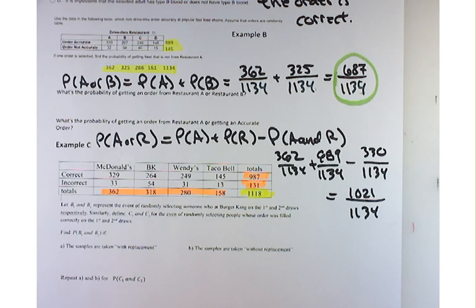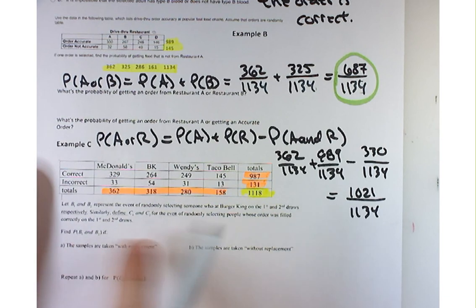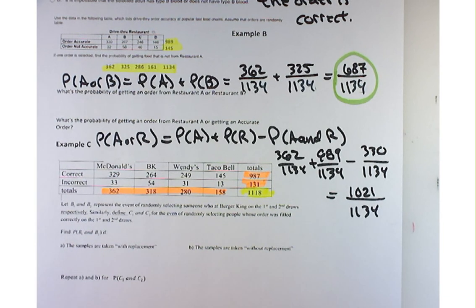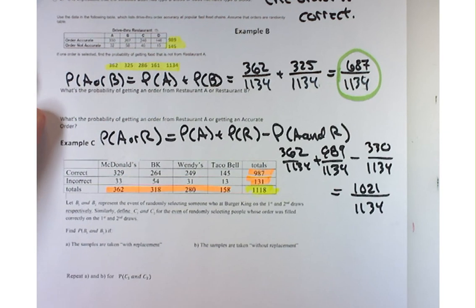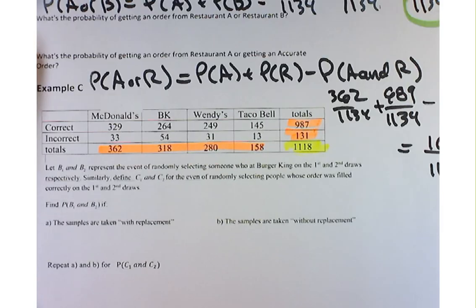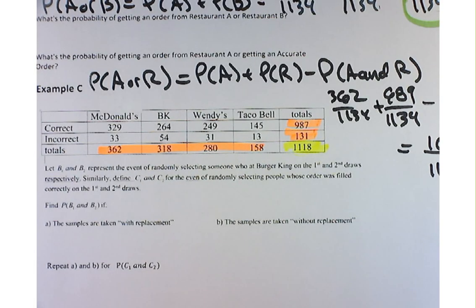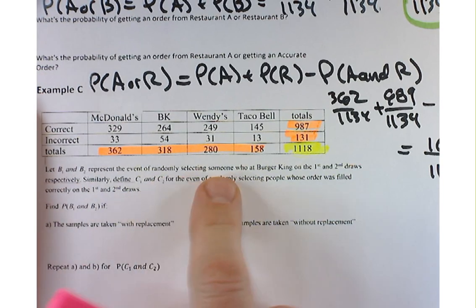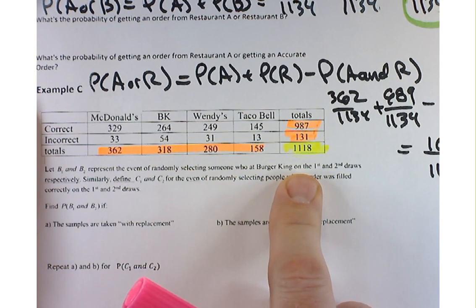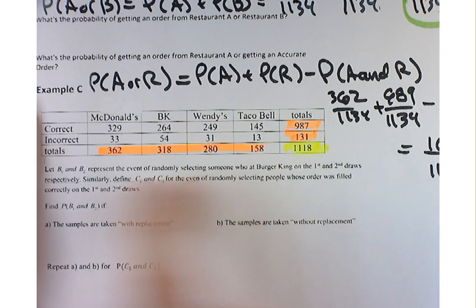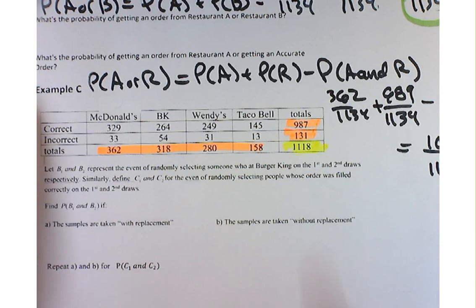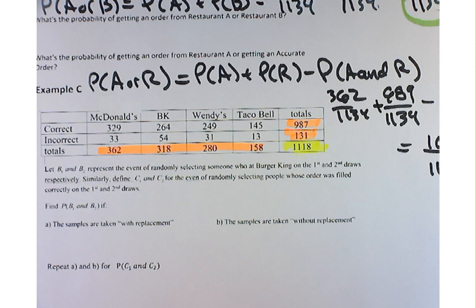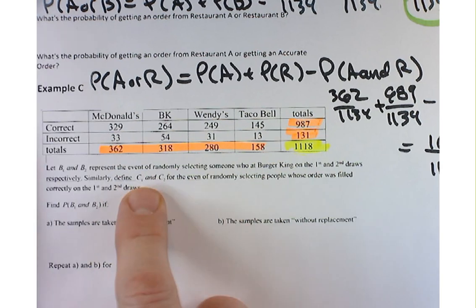So that's stuff that we did the other day. Let's move on and break some new ground and talk about probability of A and B, or probability of successive events, both events happening. For this second part, in example C, I'm going to introduce some notation, and that notation is down here. I'm going to let B1 represent the event of randomly selecting somebody who ate at Burger King on the first draw, and B2 represents the event that somebody ate at Burger King on the second draw. And similarly, you can define C1 and C2, that kind of thing.